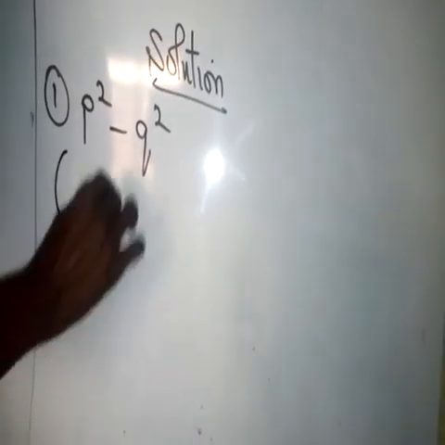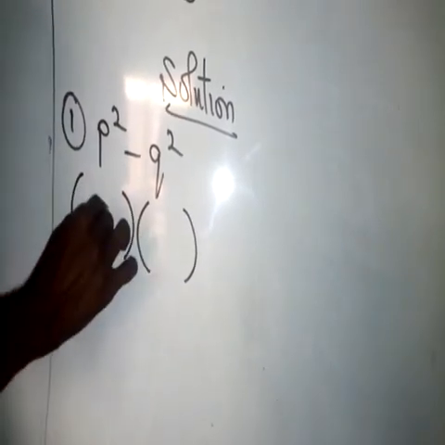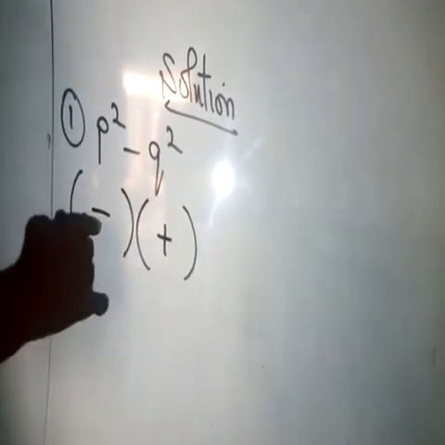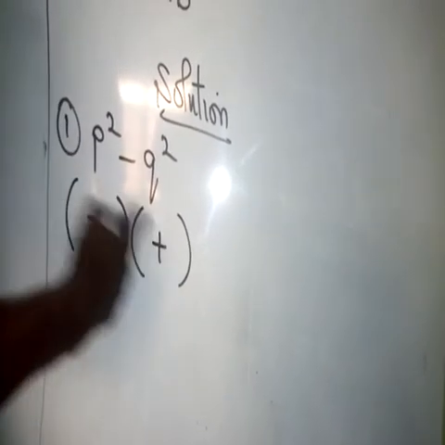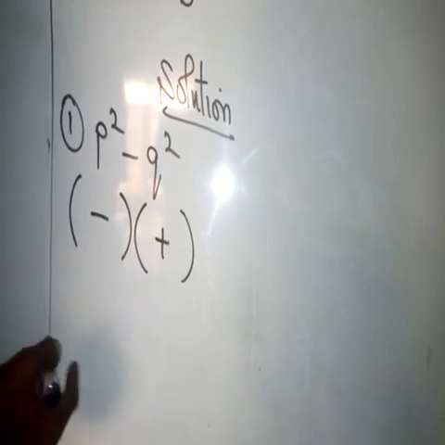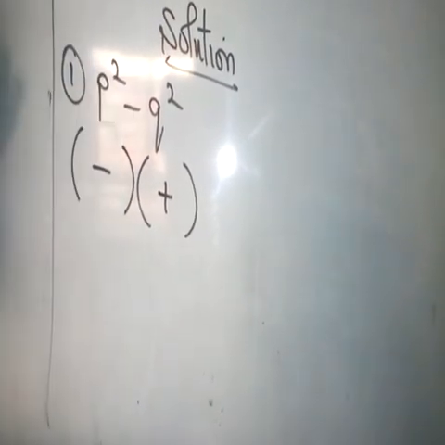Step 1, you open two brackets like this. Step 2, you put a negative sign and a positive sign in the two brackets. You can put positive here, negative here, anyhow. You understand? Then step 3, you find the square root of P square.